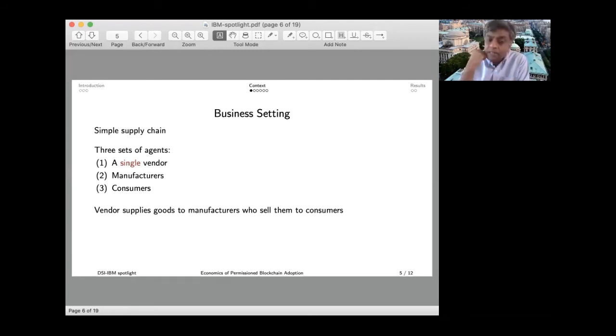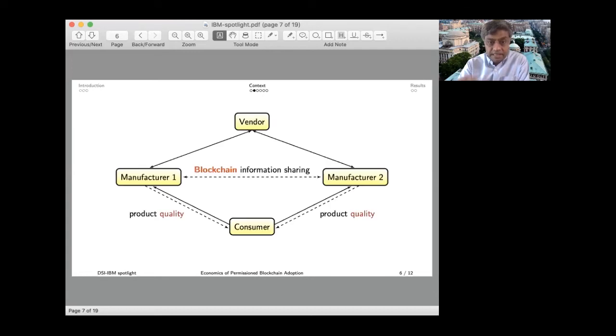There's a single vendor that supplies items to a manufacturer who then sells it to consumers. So here's the setup: a vendor, a bunch of manufacturers, and a consumer. And what we're thinking about is a blockchain which allows the manufacturers to share information. Now, why would they want to share information? Because the vendor occasionally produces a bad batch of products. The quicker the manufacturer is able to detect the bad batch of these products, the quicker they'll be able to recall, the lower will be their reputation cost.